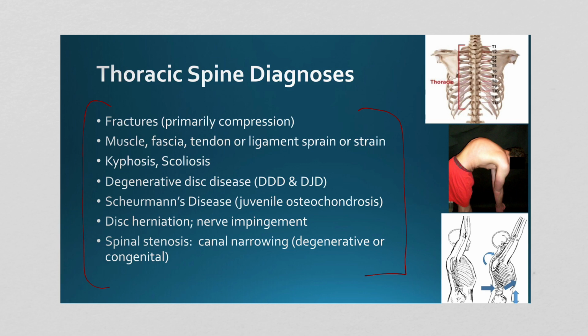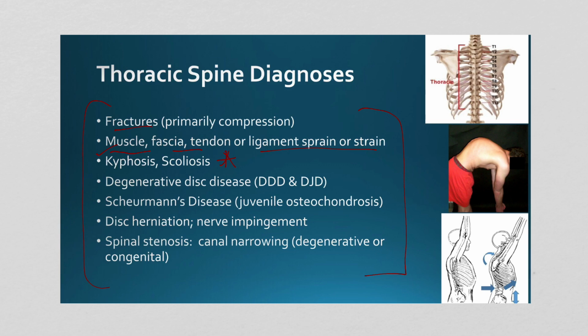So the types or categories that I place them into are fractures, which most often happen as a result of direct trauma, mostly compressional forces. You'll have muscle strains or fascial pathologies, ligament sprains and strains, and then you'll have changes in the shape of the spine, so hyperkyphosis or scoliotic pathology. You can also have a patient develop what we call degenerative disc disease or joint disease.